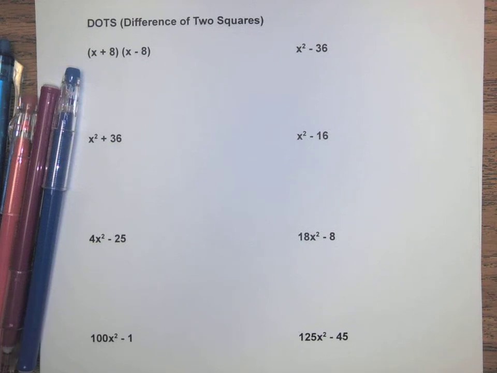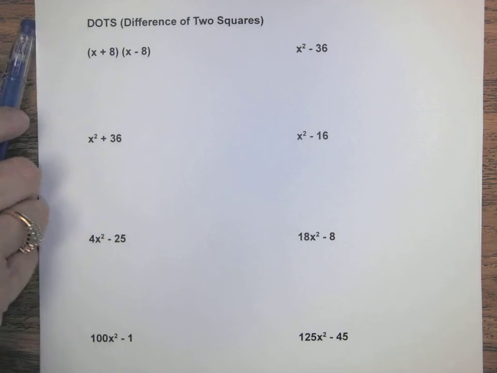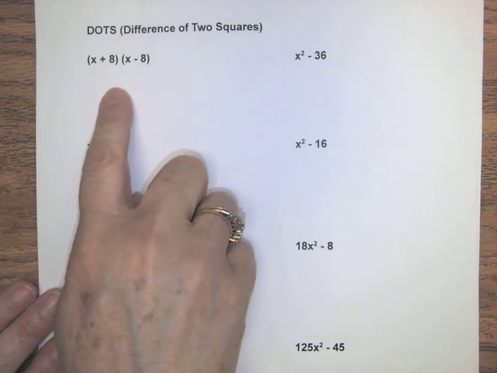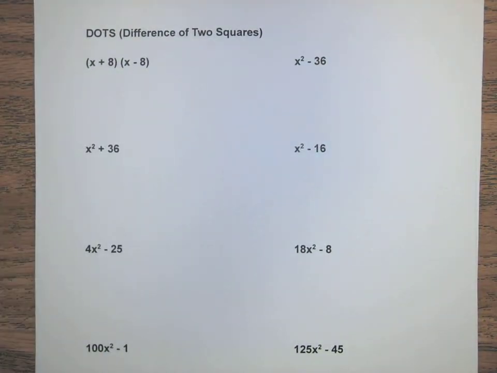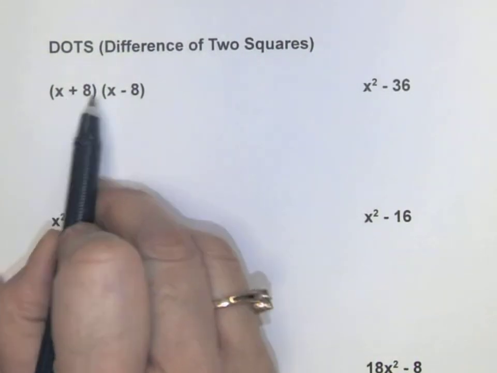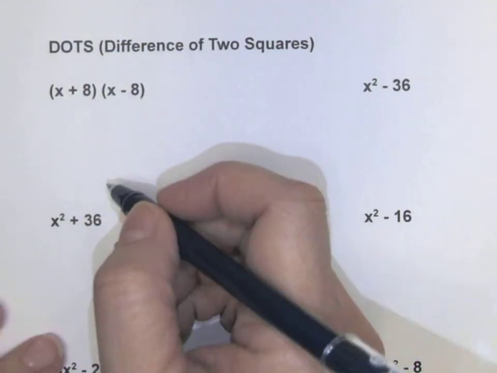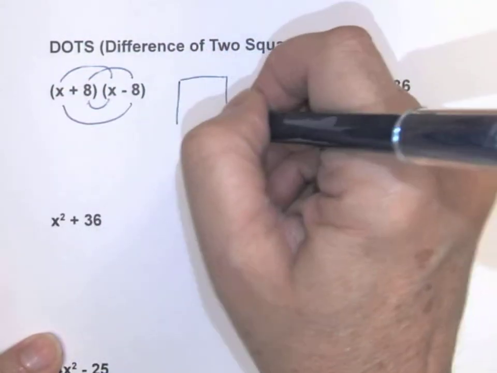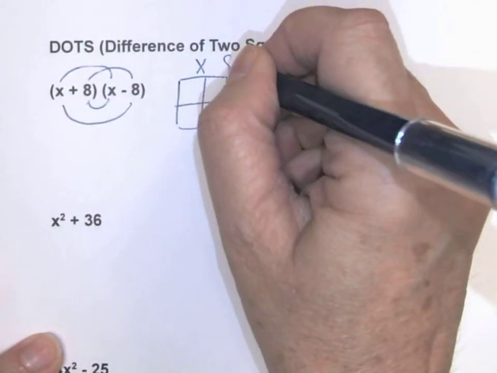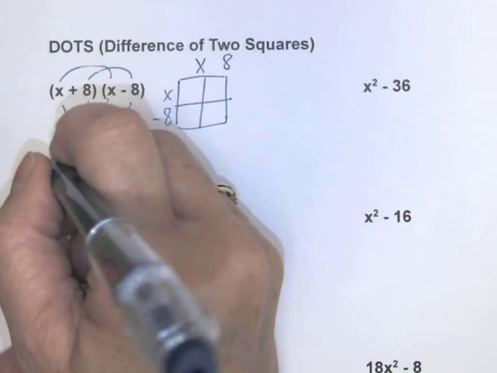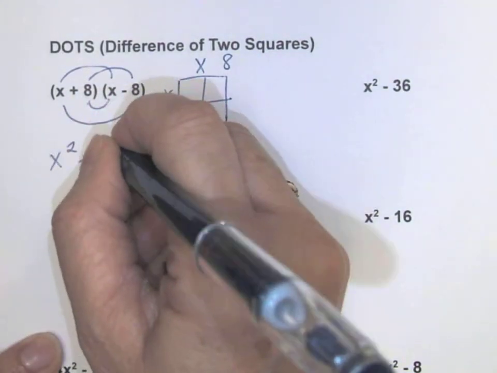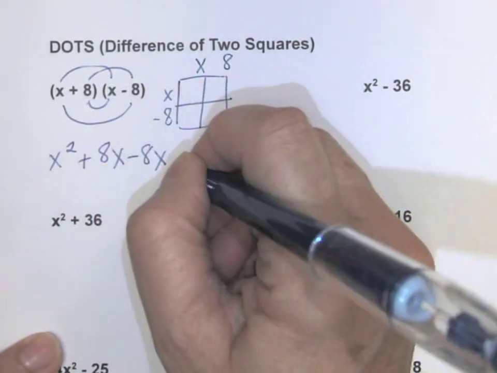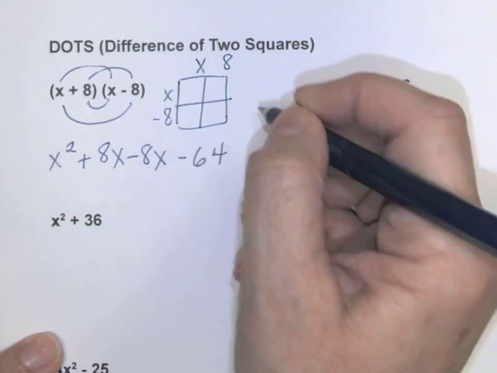Let's look at a specific type of factoring that's really kind of fun and easy. So let's start with multiplying this binomial and see what happens. You will notice that these are identical except one has a plus and one has a minus. So when we multiply these, do the box if you want to, you're going to get x squared plus 8x minus 8x minus 64.